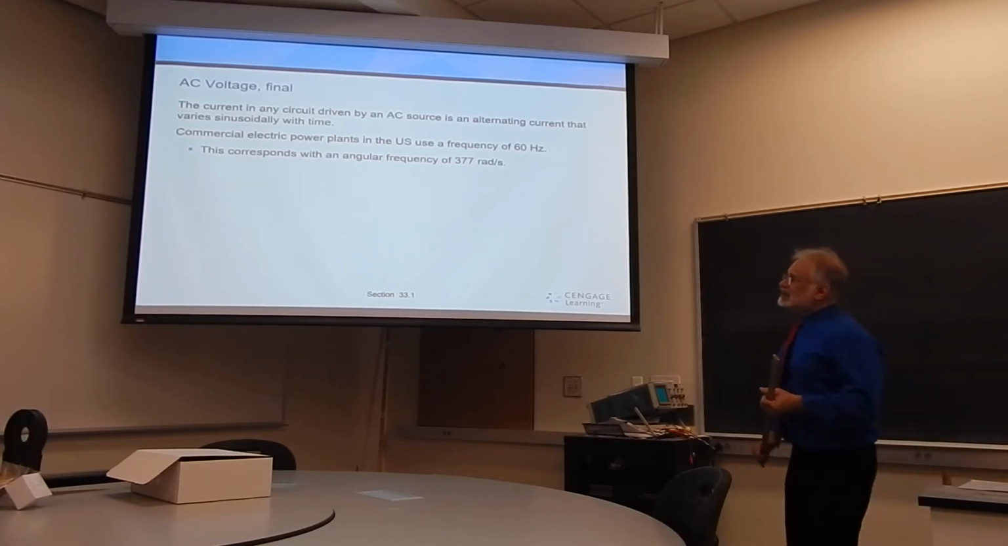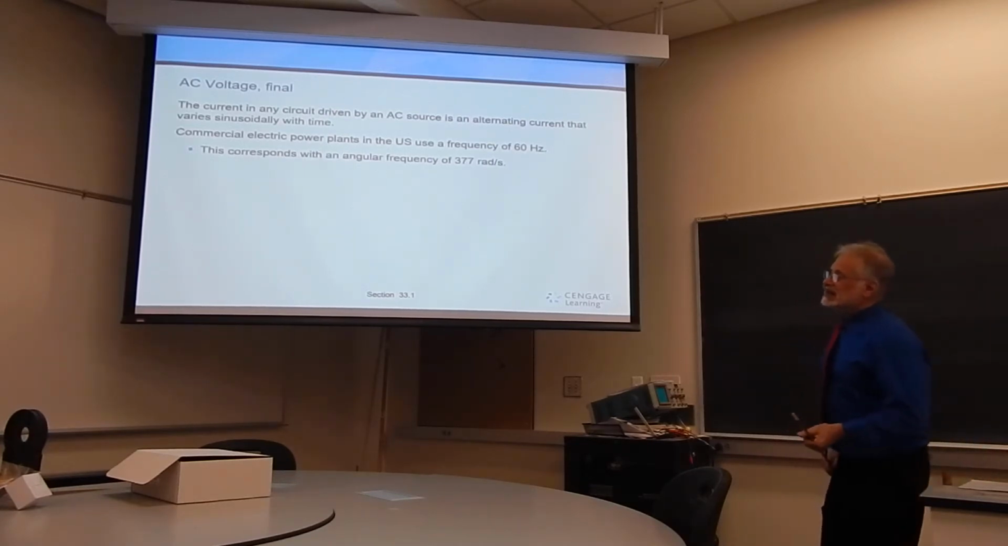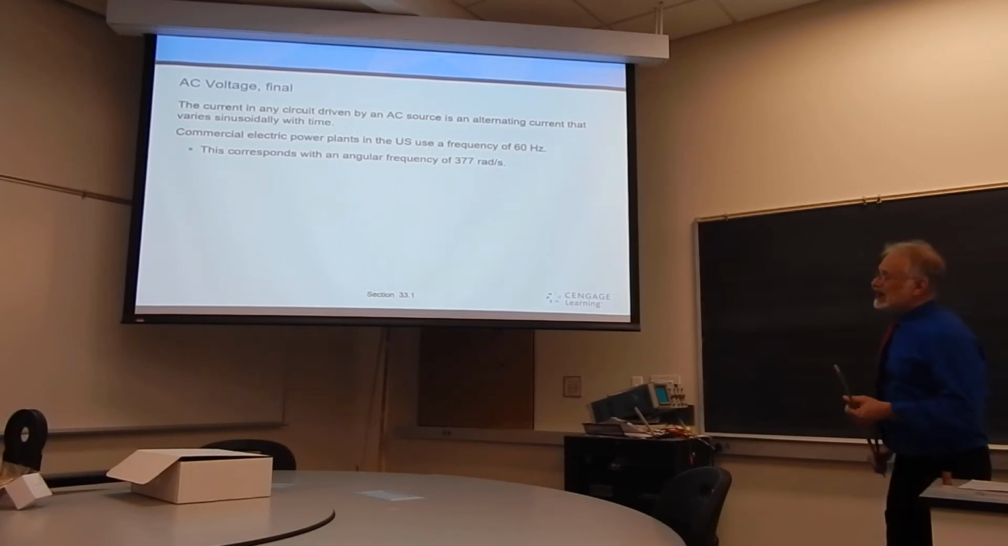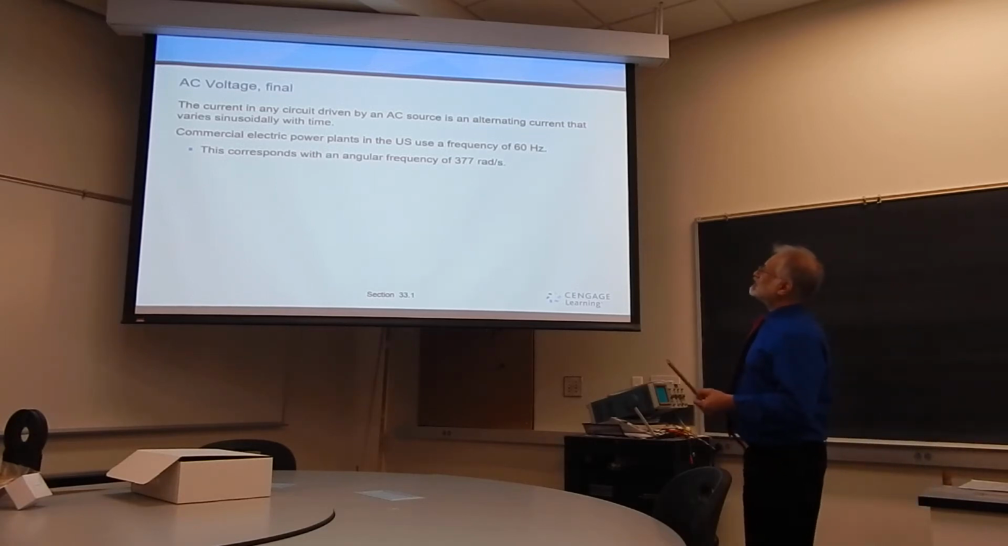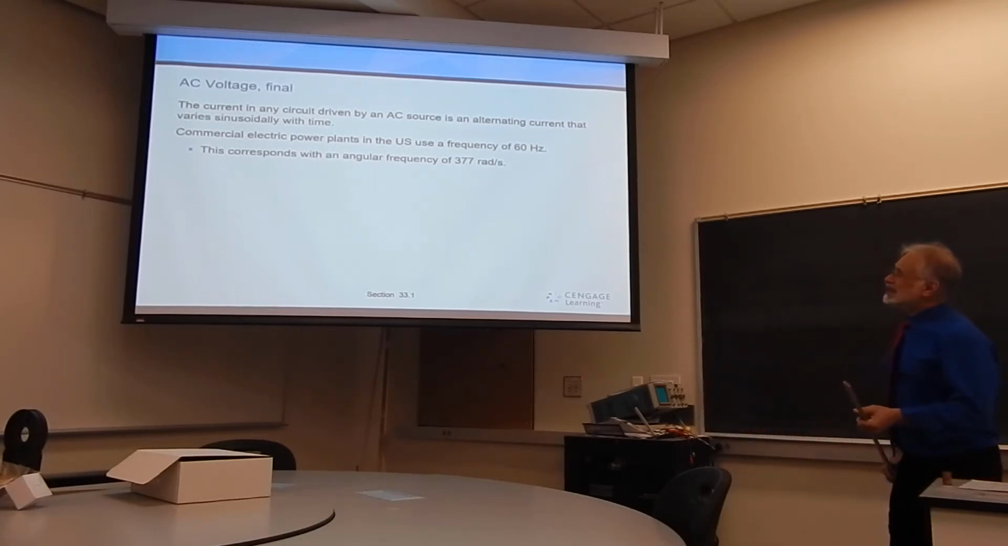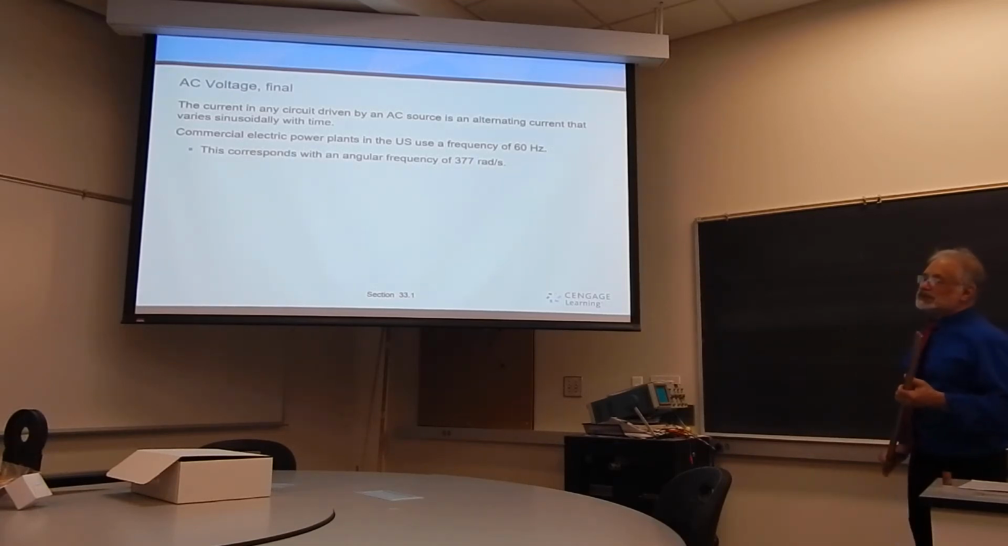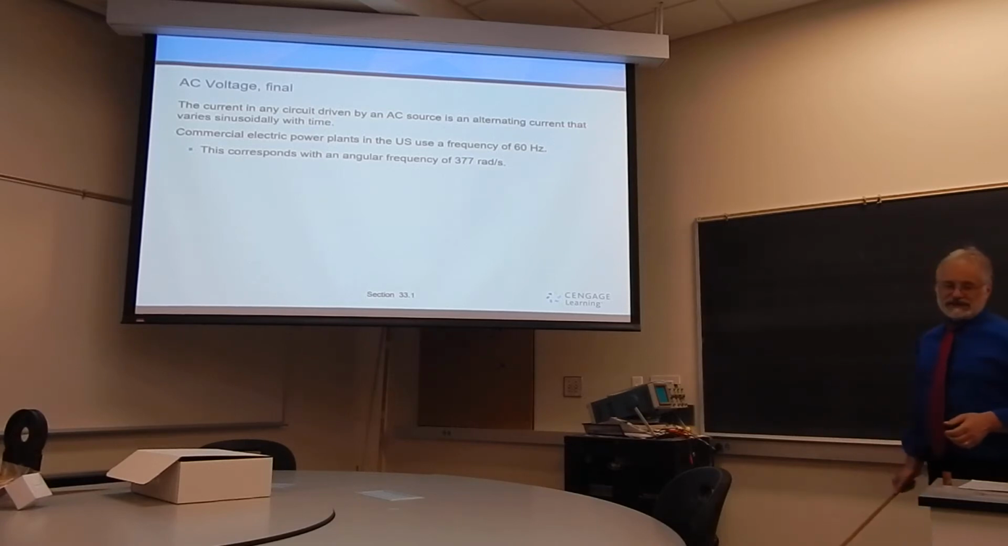And so the current in any of these kinds of circuits, if I have an alternating voltage, I'm going to have an alternating current as well. In the United States, we use a frequency of 60 hertz for alternating current, which corresponds to an angular frequency of 2 pi times 60, that's 377 radians per second.